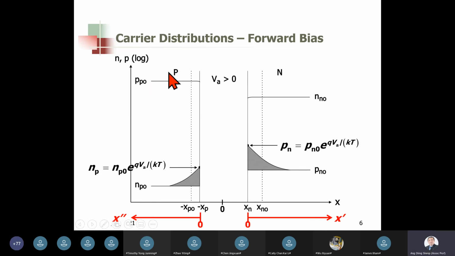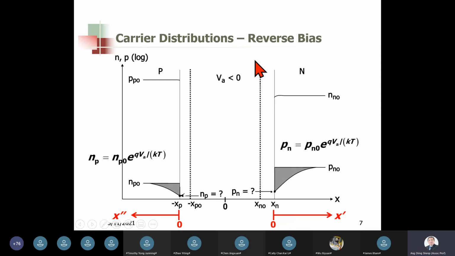Now, later when we solve the continuity equation in the p region, we will use a new x coordinate called x double prime with the origin position at the edge of the space charge region on the p side. Okay, so this is just for convenience. It doesn't matter if you want to keep to the original coordinate. If you do that, then you need to always offset the value of x by xn. Now the same goes for the reverse bias condition. Just take note of the change in the origin.